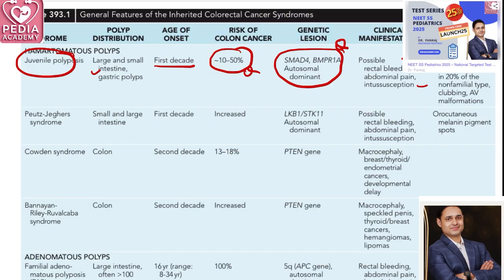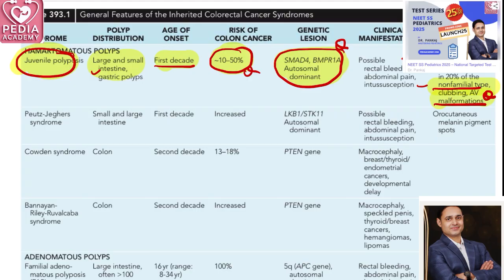So congenital abnormalities in 20% of non-familial type, AV malformation are also seen. Just remember, I'm revising it once again because it is very important. Juvenile polyposis is seen everywhere, seen in the first decade, 10 to 50% colon cancer, SMAD4, BMPR1A, autosomal dominant, and associated with AV malformation. So it is very important.